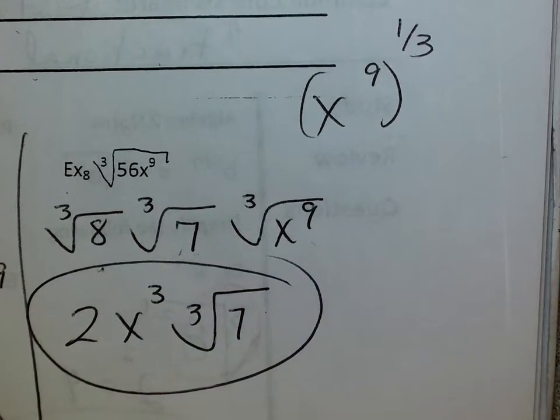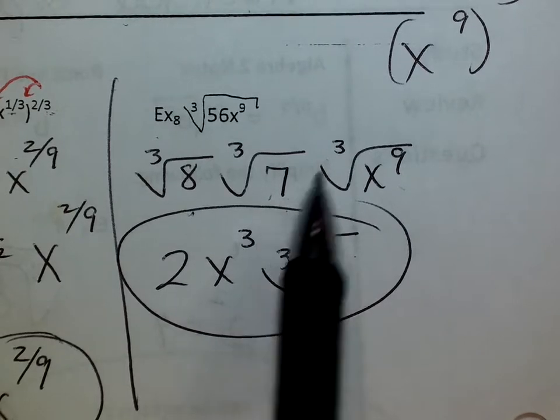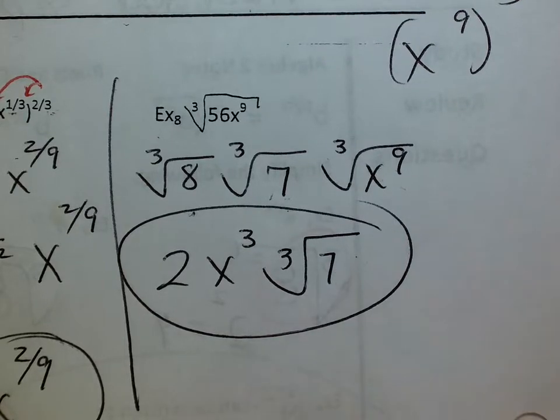So we broke it down. We were able to break down the 56 into 8 times 7. And we were able to take 1/3 of the exponent, okay? Remember how we took 1/2 of the exponent? Now we're taking 1/3 of it because it's cube root, okay?